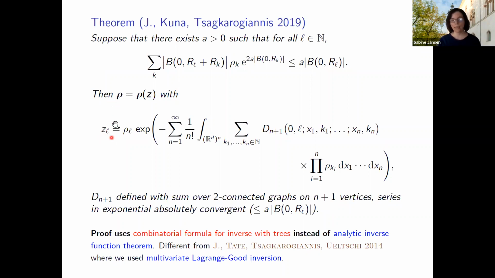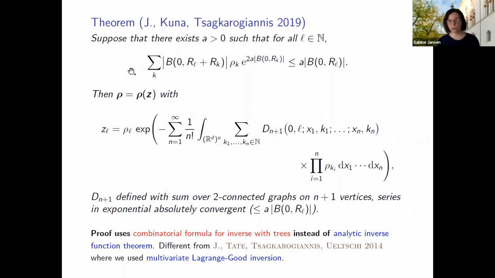More precisely, I can define a vector of z's by a concrete formula like this. Okay, maybe it looks less concrete to you than it does to me. You can define a vector of z's by defining z_l to be rho_l times a correction. The correction I write as an exponential of a power series. The power series has a sum over n, which is like the number of spheres that can overlap. And here a sum over possible assignments of sphere types. Then comes an integrand. And the integrand, I don't want to give a formula, but it is again given as a sum over two-connected graphs on n+1 vertices. And then there's a product of rho_k's. So there is a formula.